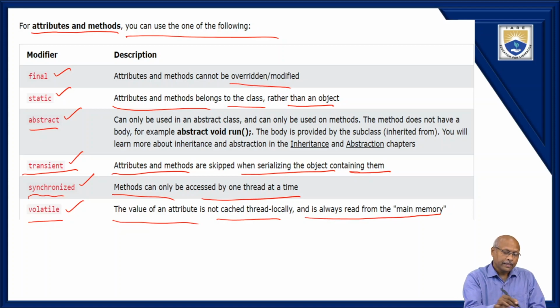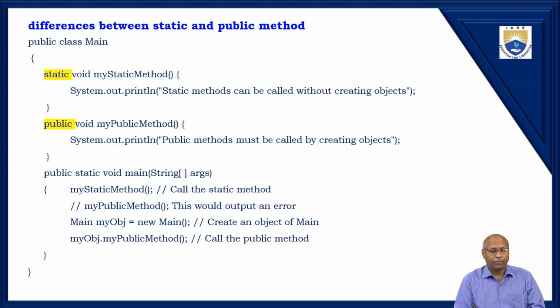So these are the standard keywords, but non-access modifiers are there as well. Those things we can use along with attributes and methods. A small example of static versus public: how you can differentiate what is static and what is public.